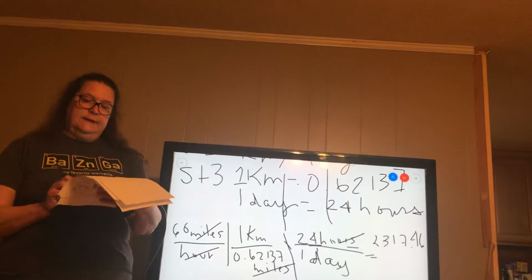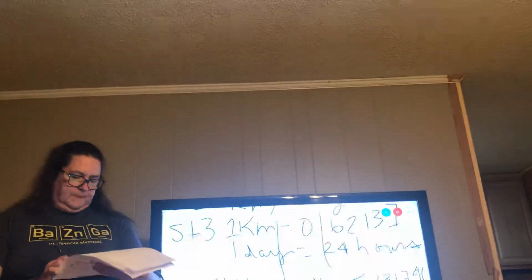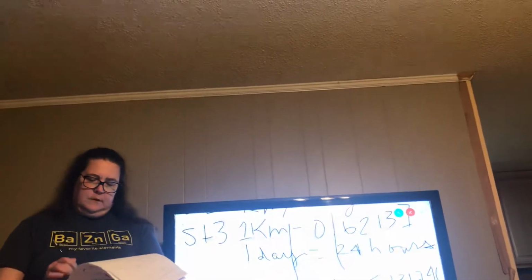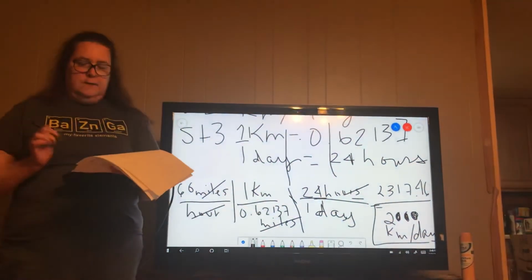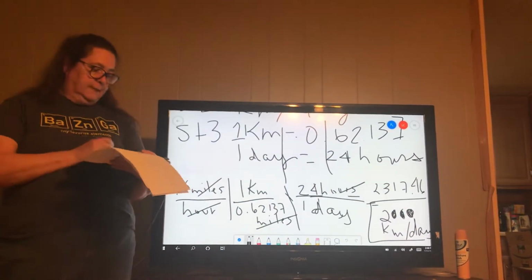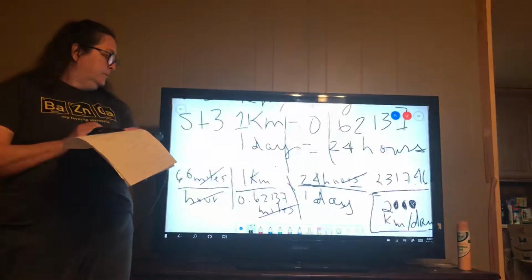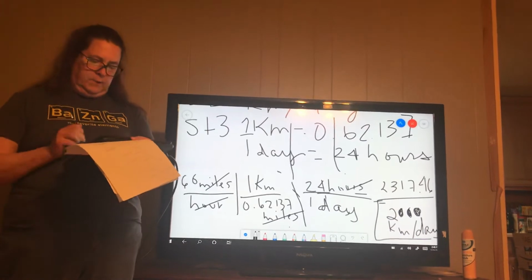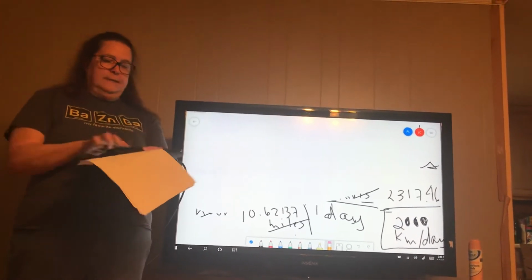I get 2317.46. I put it in sig figs. That's 2,000 kilometers per day. Okay, those are zeros, y'all. Y'all know. There we go. 2,000 kilometers per day. So that's the answer to slide 15. Start out with miles per hour, go to kilometers to miles, keep crossing out till I get the units that I want. So, let's go to slide 16.